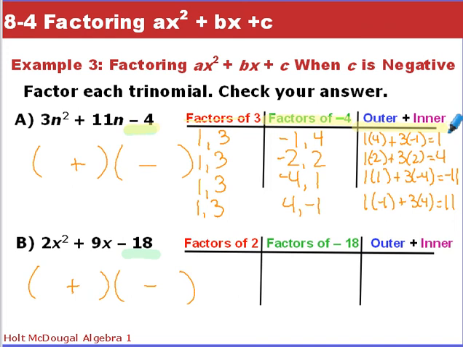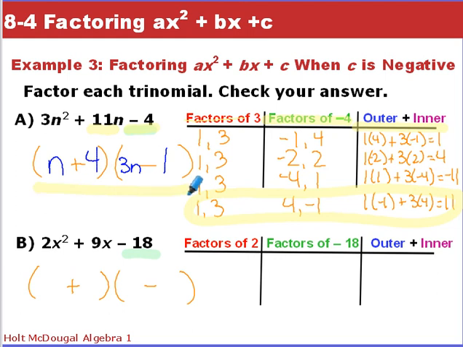Going through all these, we're looking for a positive 11. And this one here works out to be it. So now we have to plug that in. So it would be n and 3n. And then here, we need a negative 1. So it has to be a negative 1 here and a positive 4 there. It'll give us a positive 11n when all is said and done. So n plus 4 times 3n minus 1. And this is in factored form.